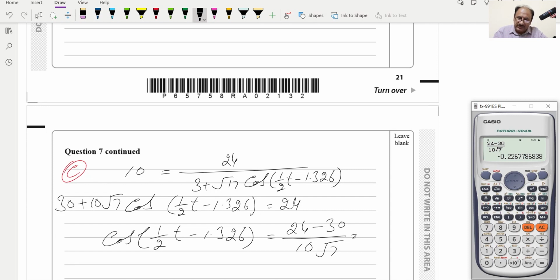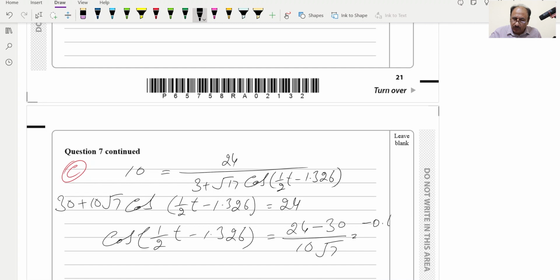Instead of a decimal value, we can simplify. 24 minus 30 will be minus 6. So minus 6 divided by 10 will be minus 0.6, divided by root 17. I don't want to lose the digits. Basically we wrote 17 over here, and this should be 17 over here too.